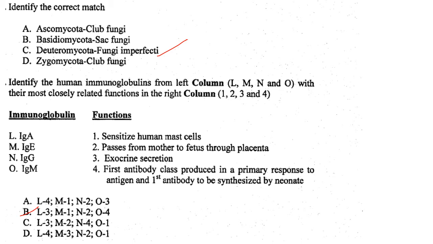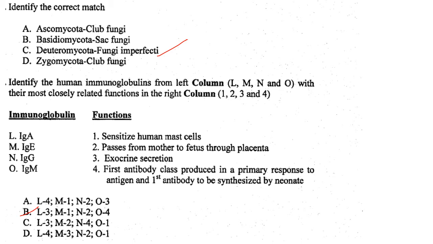Then next one. Identify the human immunoglobulin from the left column with their most closely related function in the right column. So IgA. IgA is exocrine secretion. So A and D can be struck out and we will see for B and C options. Then IgE is sensitized mast cells. So option B will be correct, but we will see the other options also.